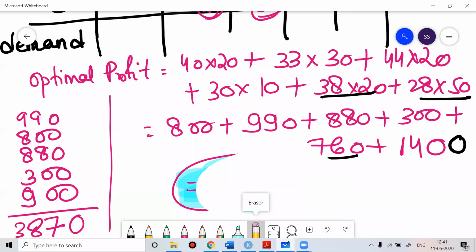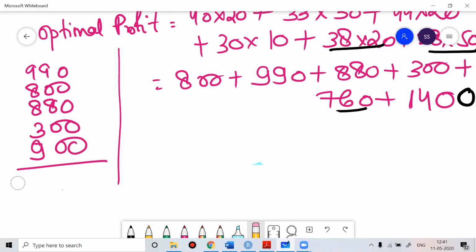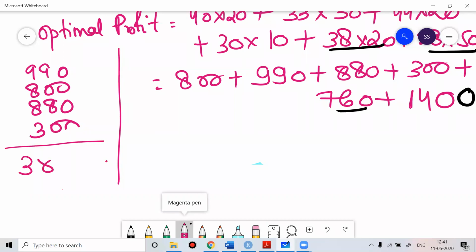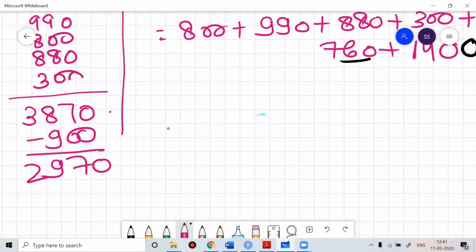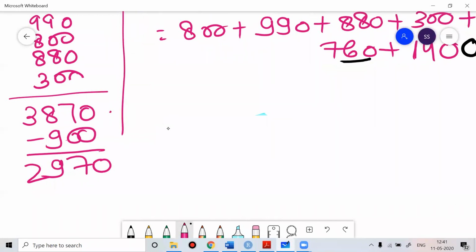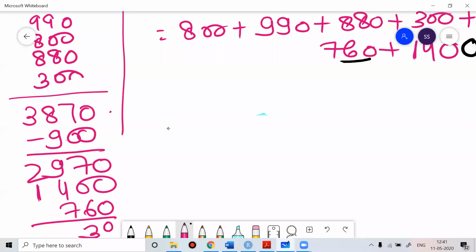So 900, if I subtract 900 from this, you got 3870, no? From 3870 subtract 900, you get 2970. On 2970, add 1400 plus 760. So 1400 plus 760, that works. This is 13, 1 carry, so 21, 2 carry, 5130. You get the total cost as 5130.